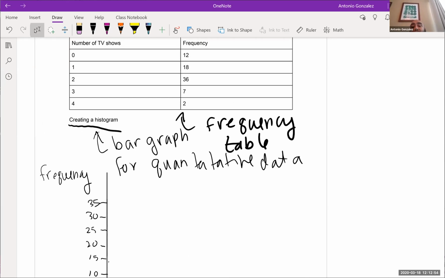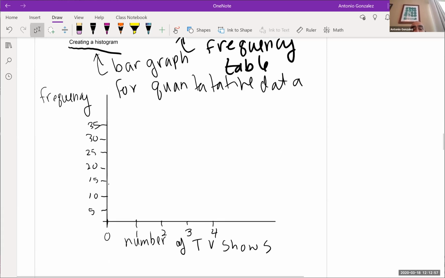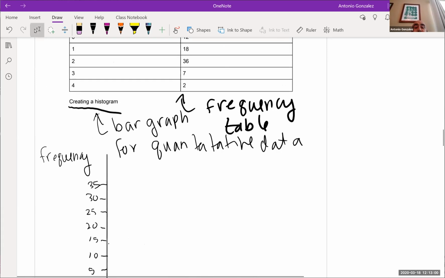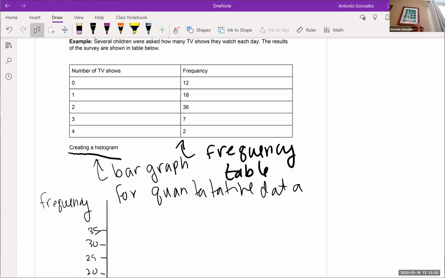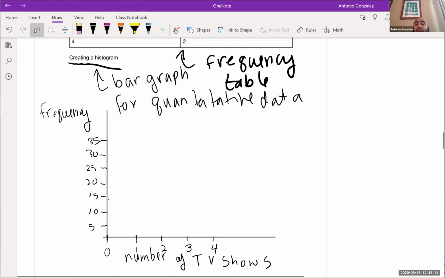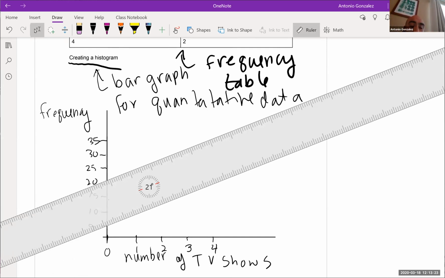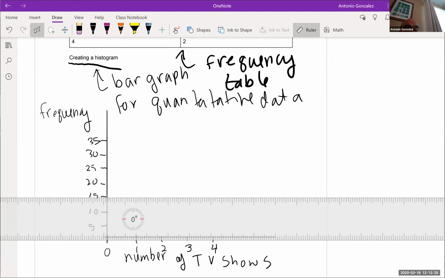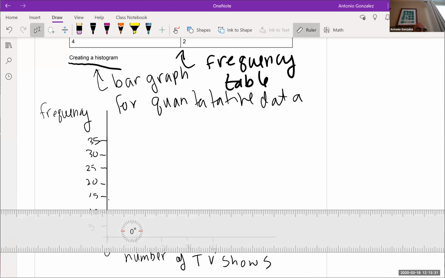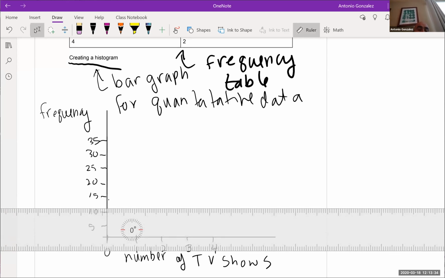All right, now the way we're going to read this is, if we notice 0, I have this big gap between 0 and 1. So for 0 TV shows, I had roughly 12 children watch 0 TV shows a day. So the way I'm going to organize this is I'm going to have 0 be the left corner. So let's say roughly what would be 12. We'll say 12 is somewhere around there, maybe a little bit higher.